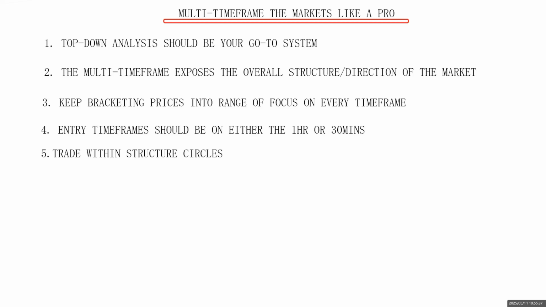It says that we should keep bracketing prices into a range of focus on every time frame. You all know that when we go onto the chart, there is so much information. So how do we slim down this information until we get the information that is the most essential or the most useful for us at this moment? It is by bracketing prices into a range of focus on every single time frame until we go on to the 1 hour time frame and we only have a small piece of information which would allow us to trade the markets within smaller structure cycles, within smaller fractals, so that we are able to take profits and compound.